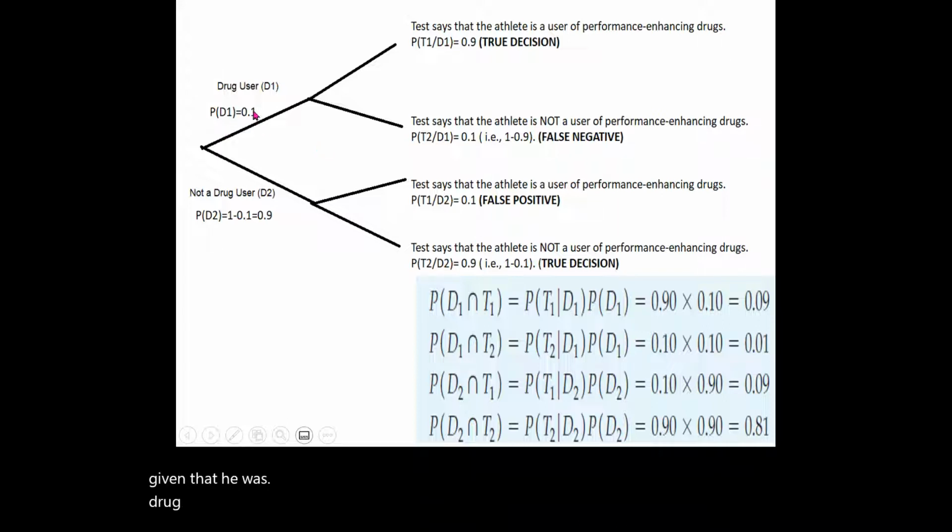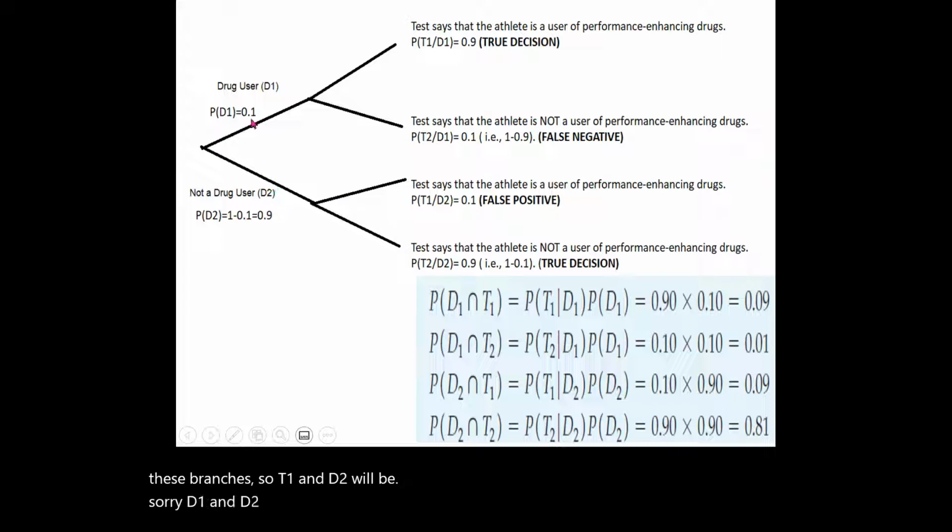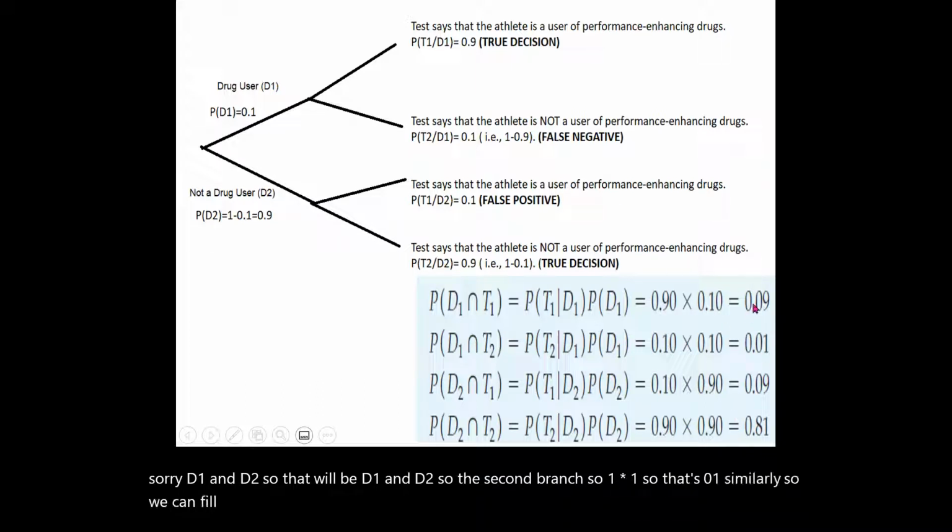So I am focusing on the first branch. So 0.1 multiplied by 0.9, so that gives me 0.09. Similarly, I can fill all these branches. So T1 and D2 will be D1 and T2. So that will be D1 and T2. So the second branch. So 0.1 multiplied by 0.1. So that's 0.01. Similarly, we can fill out all these probability scenarios, and depending upon what is the question, you can easily answer the required value.